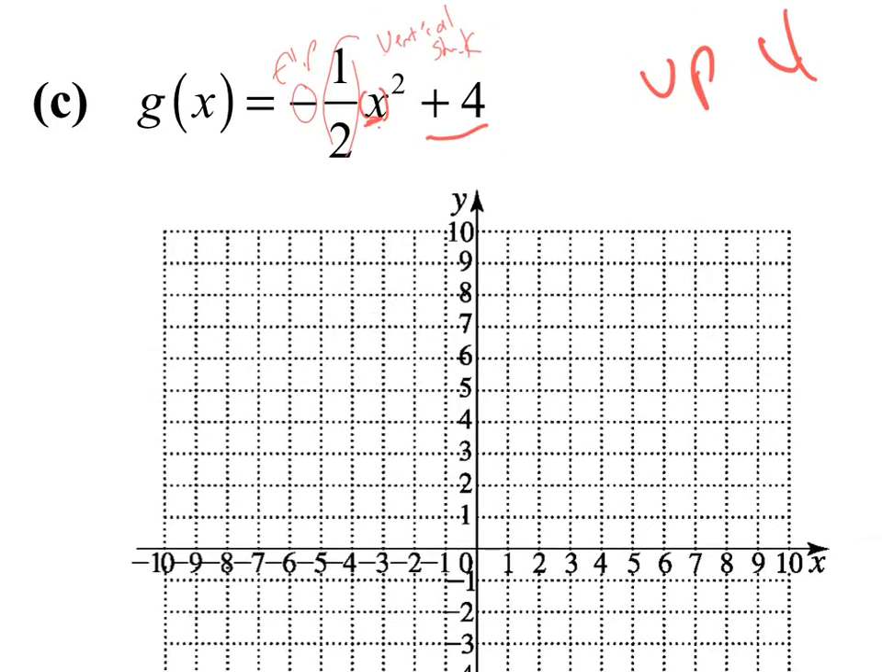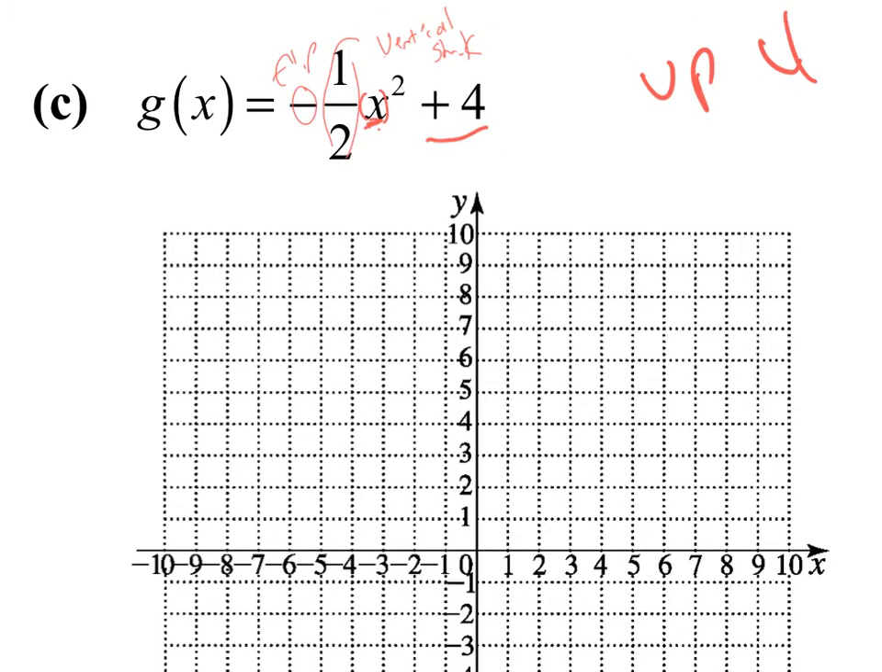Well, before I say new vertex, let's do what the original parent looks like. The original parent starts at 0, 0, 1, 1, 3, 9, negative 3, 9. So there's my parent. But my new function, obviously that vertex is moving up 4. Okay? So it moved up 4 because of plus 4.